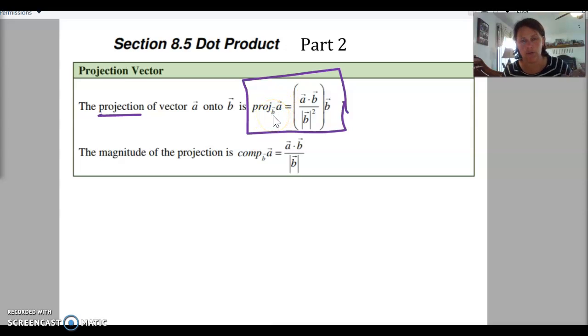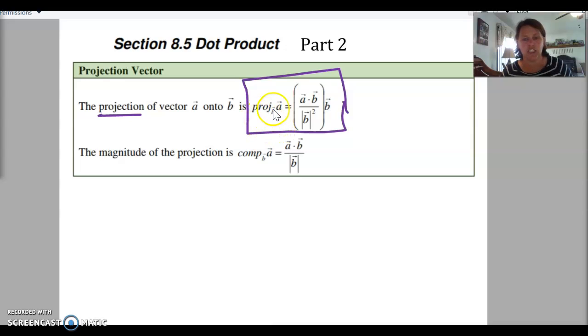So onto, I really want you to know that word, onto vector. That vector B is the vector that is being projected onto. Notice in our equation here, vector B is written multiple times. We use this vector B in everything we do. So if you can remember, the onto vector is the one that is used the most. That'll help you out the most, trying to keep track of which vectors go where for these equations.